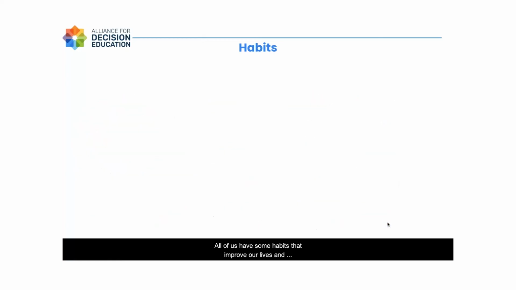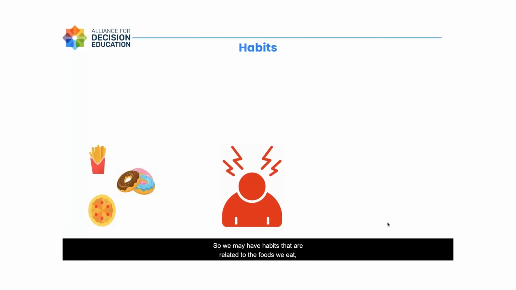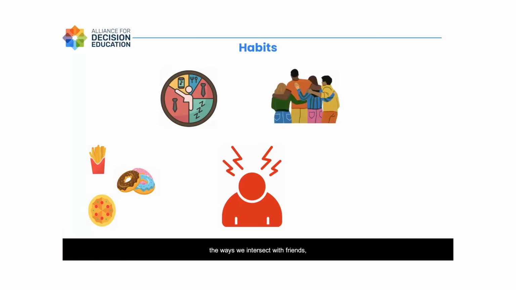All of us have some habits that improve our lives and which we should nurture, and some habits which have negative effects and which we may want to crush. So we may have habits that are related to the foods we eat, the activities we choose to help us manage our stress, the ways we tackle work and other important tasks, the ways we intersect with friends, family, classmates, or colleagues, or even the ways we react to new information in the news or on social media.